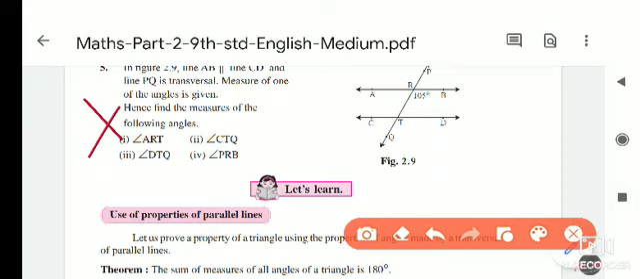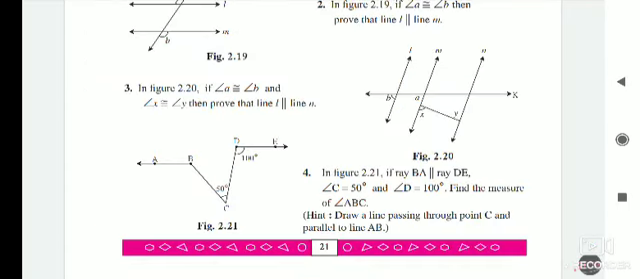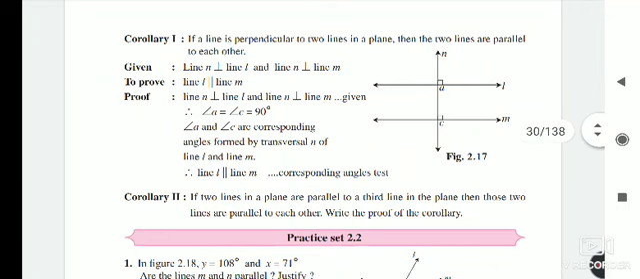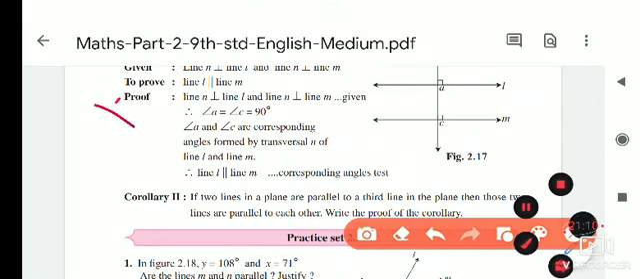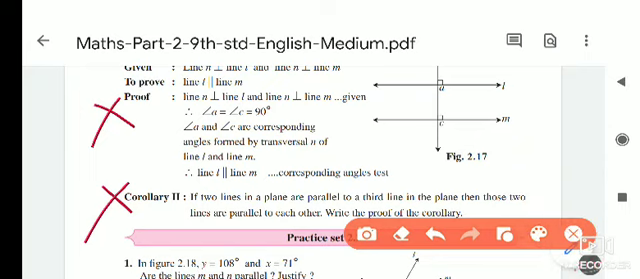Okay, after that, page number 21. So here it is page number 21. Then from this page number 21, these two theorems are cancelled. These two theorems are cancelled from the syllabus. So these are the questions cancelled from the syllabus. So you have to study for the unit test except these questions.